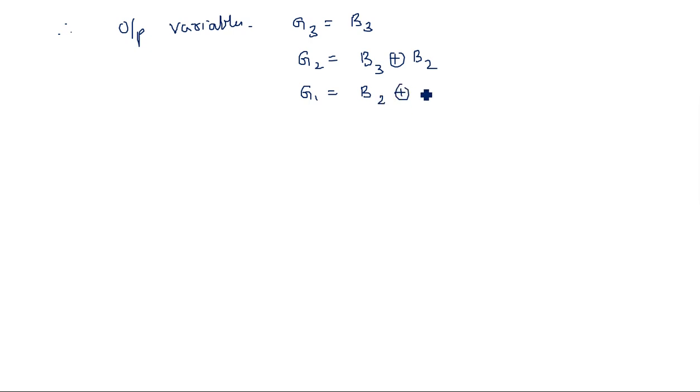Therefore, output variables: G3 is equal to B3, and G2 is equal to B3 XOR B2, G1 is equal to B2 XOR B1, G0 is equal to B1 XOR B0. Okay. Now how to design a circuit for this one?